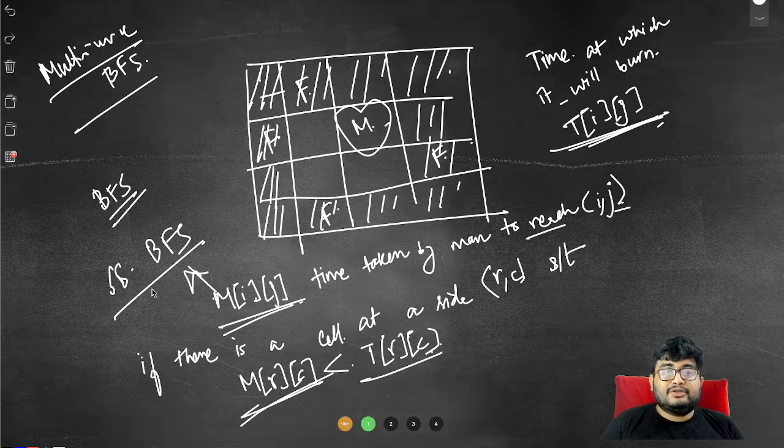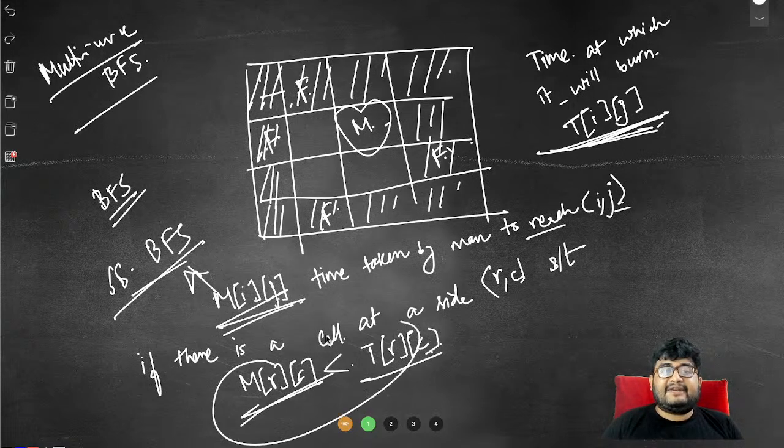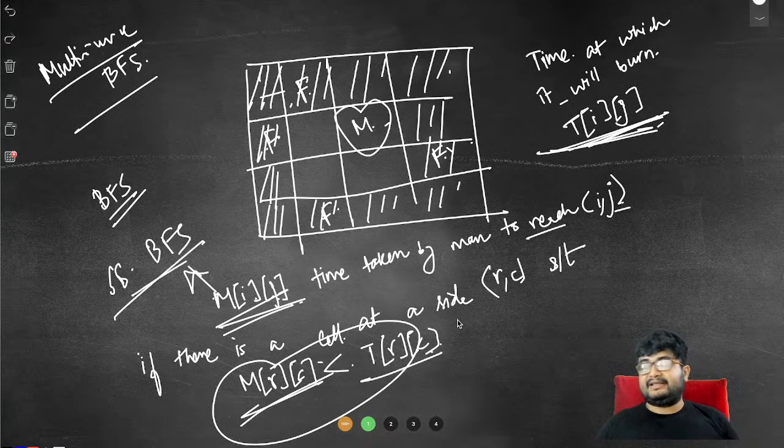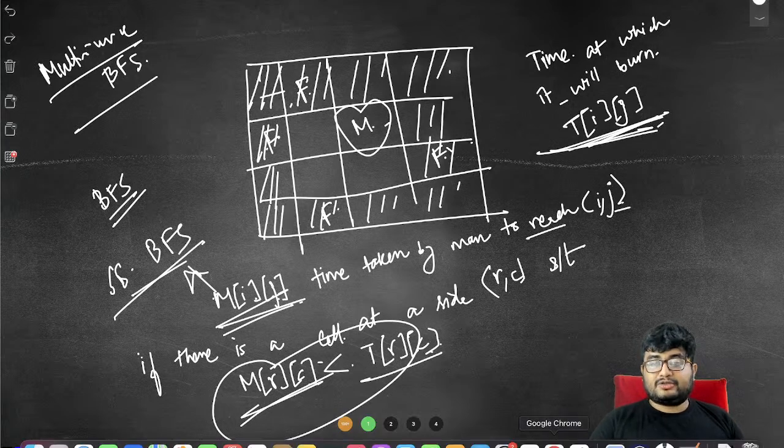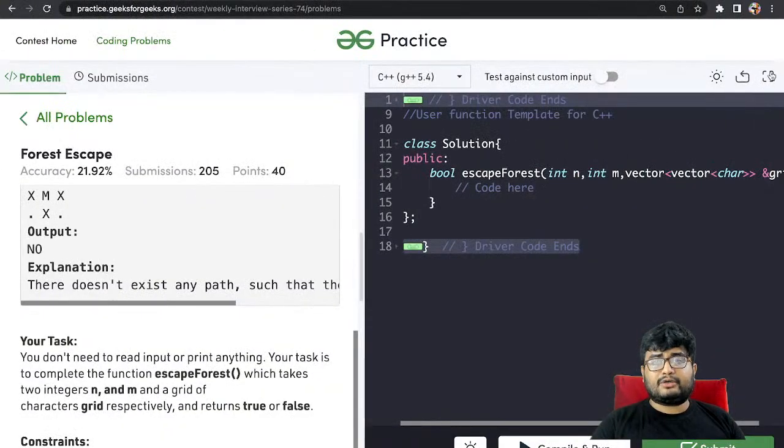So we'll use BFS. First of all we'll calculate Tij by using a multi-source BFS from each of the fire points, and calculate the shortest time taken for the fire to reach each cell. Similarly, Mij will be the time taken by the man to reach the corresponding cell. We can do a BFS for that in shortest time, and after that we can do this comparison for all the cells at the sides, right? MRC less than TRC. So that should be the solution, right? In that case the man can escape, otherwise he cannot. Let me know if anyone has any doubts with this, and we'll go to the code directly.